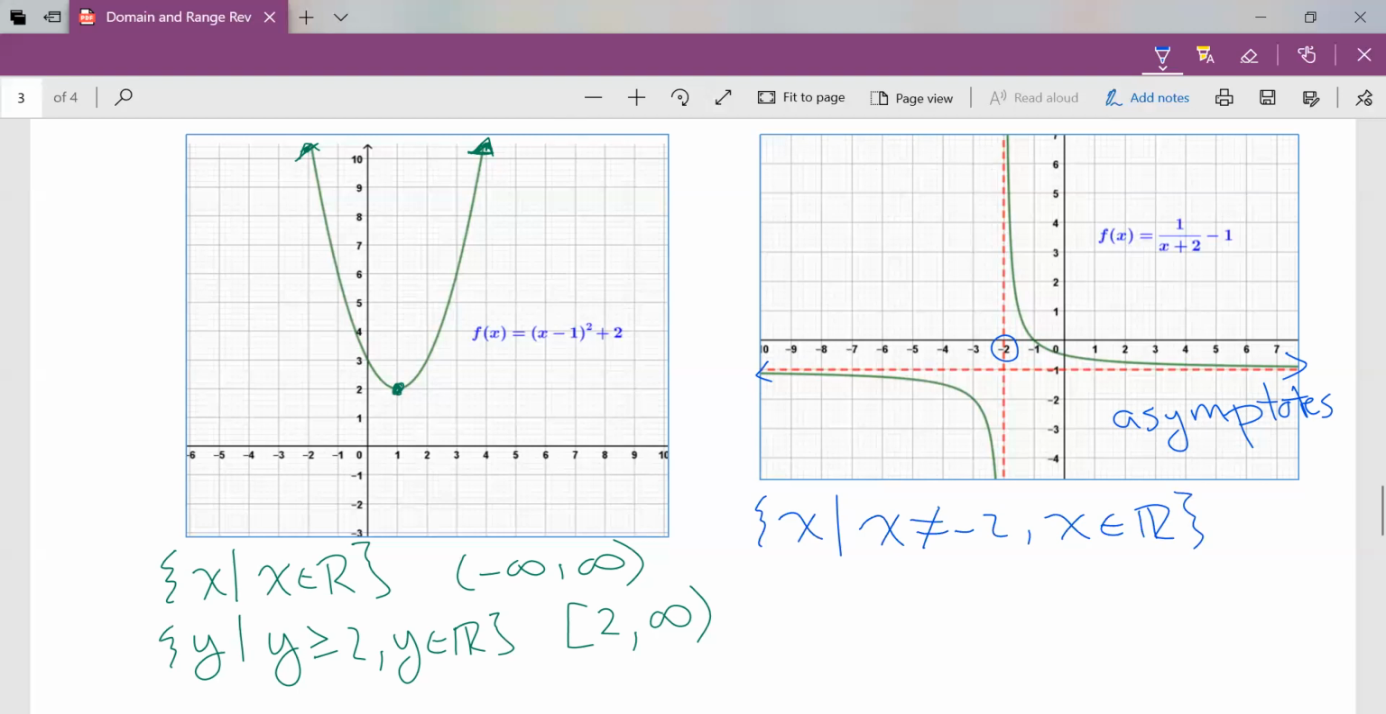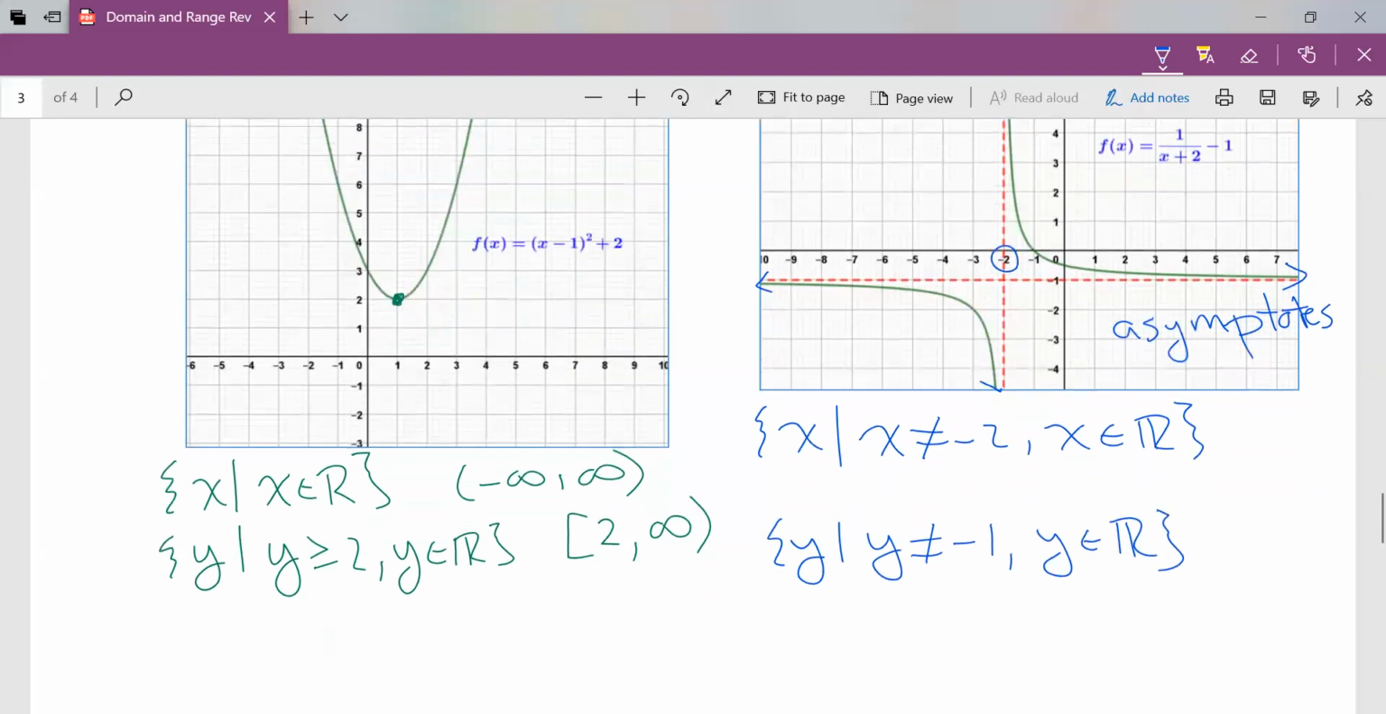And the same thing for the range. The set of numbers y such that y, well, y can be anything because this graph never stops going down to negative infinity, never stops going up to positive infinity, but we can't touch -1. So y can't equal -1. y is an element of the reals.